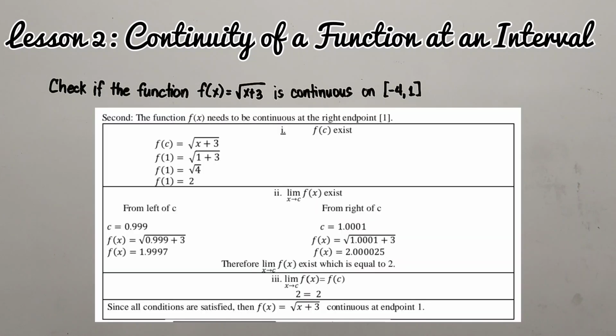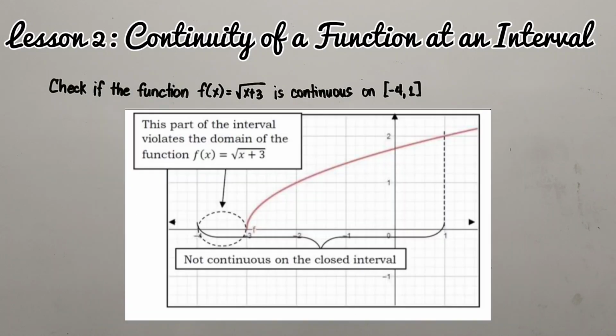For the second part of the solution, it is shown that f of negative 1 is positive 2. With that, f of c exists. The limit of f of x as x approaches c also exists, which is equal to positive 2. Even if the function is continuous at endpoint positive 1, it cannot be continuous on the interval negative 4, positive 1, as shown in the graph.